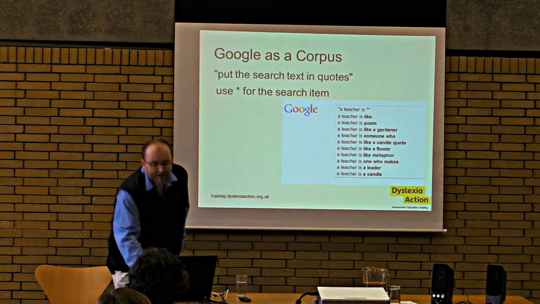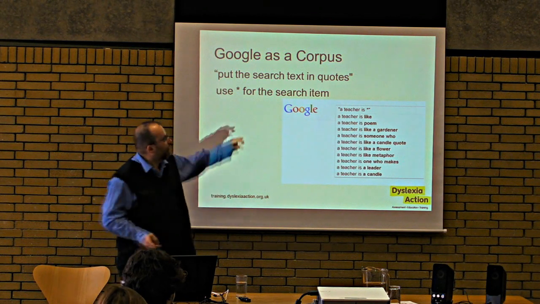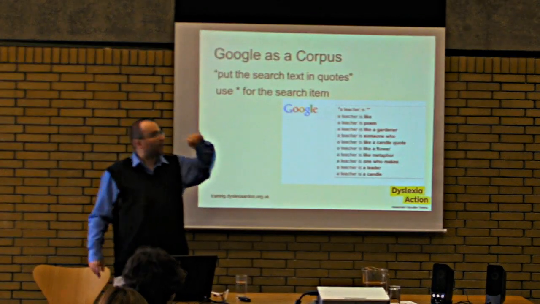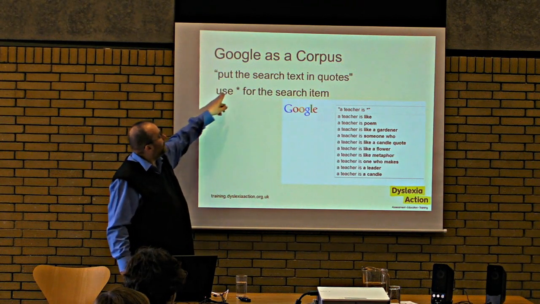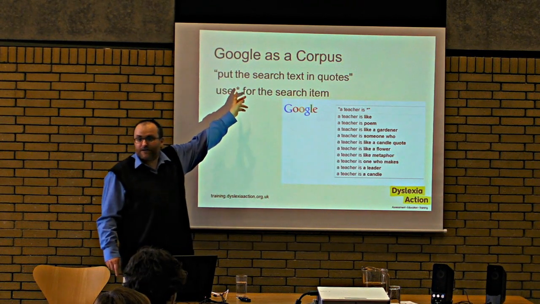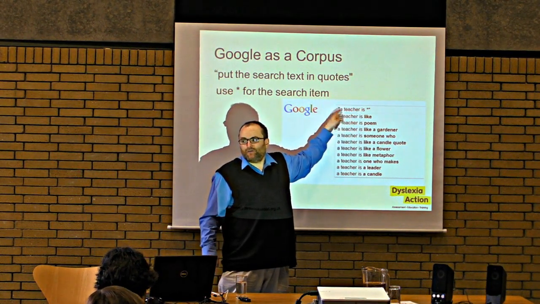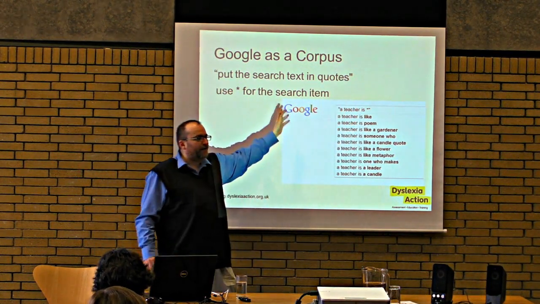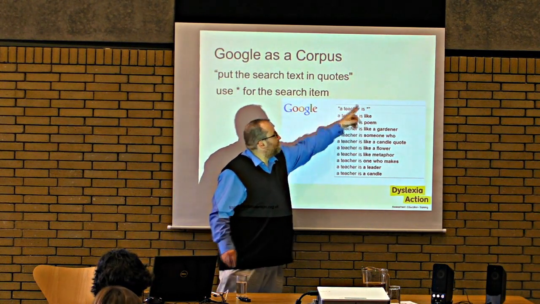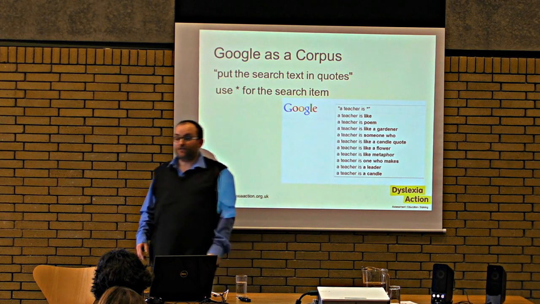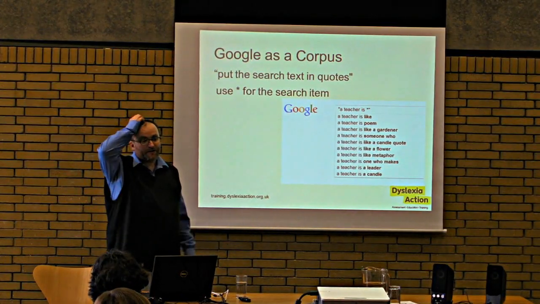Other thing, you can use Google as a quick corpus. That's particularly good if you're searching for something that is not common. All you have to do is put quotes around the search and then use an asterisk. The quotes limit it to the exact sentence, because otherwise, if you don't put the quotes in, Google will put other sentences. These are a bunch of suggestions, what people are most likely to search for, but you can also get the results.